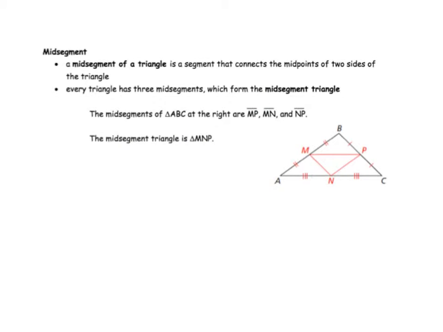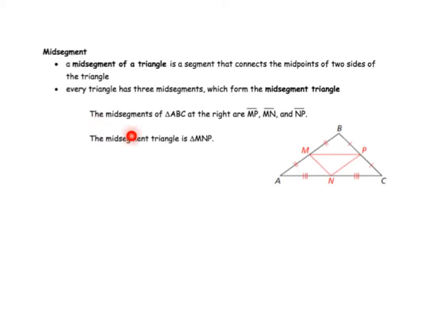All right, so first, what is a mid-segment? A mid-segment of a triangle is a segment that connects the midpoints of two sides of a triangle. So for example here, I can see that M is the midpoint of line segment AB, and P is the midpoint of line segment BC. I can tell that because of these markings of congruency. So since MP is connected, this line here is going to be considered a mid-segment.